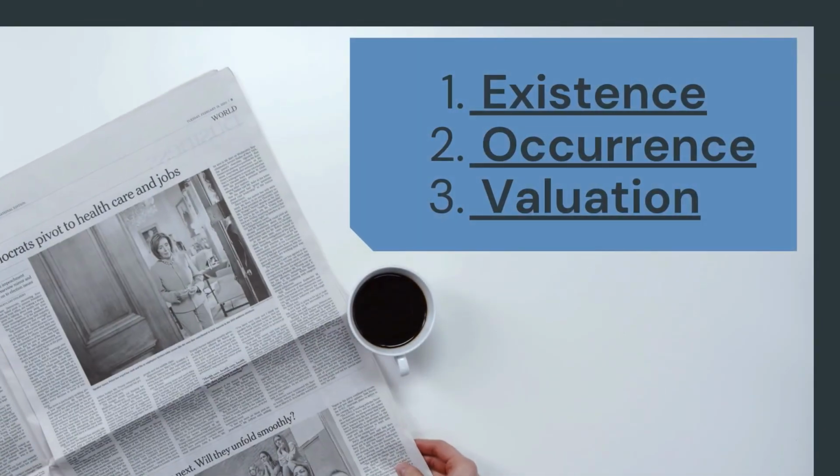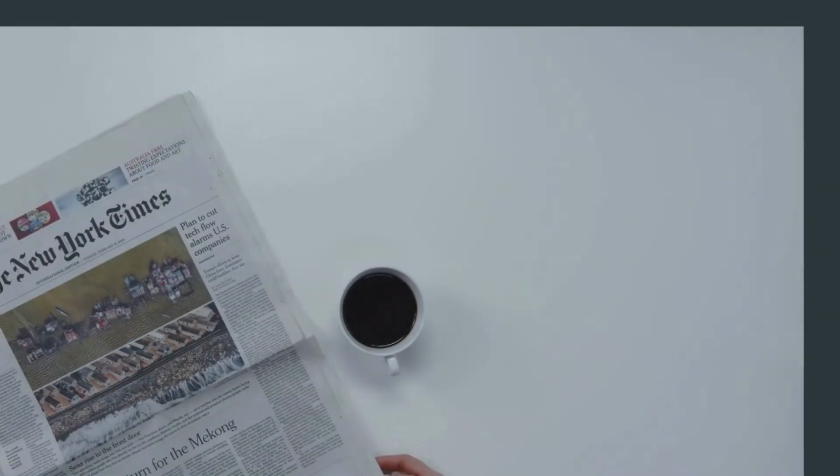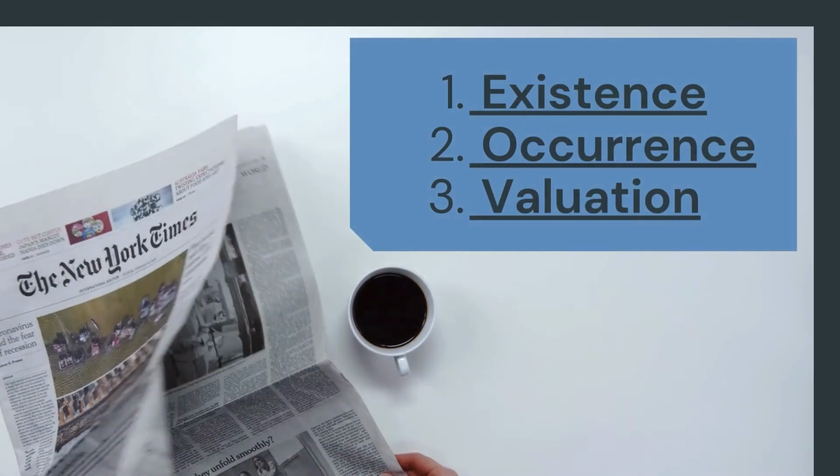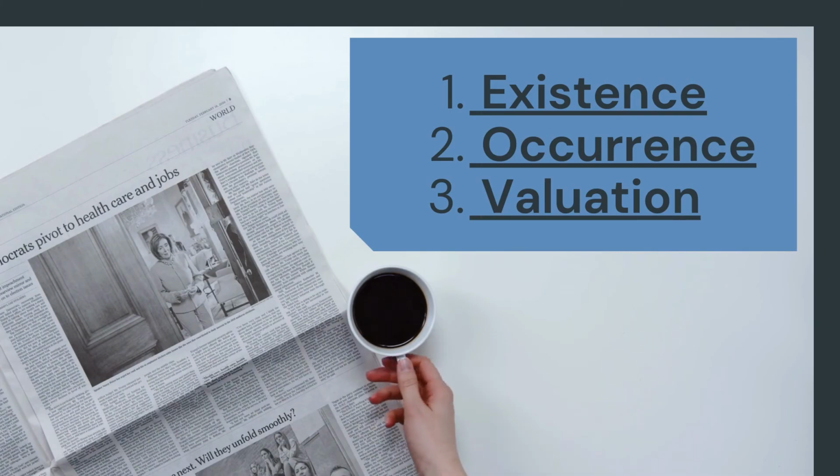So I'll summarize by saying the assertions that I think about most often are existence in relation to receivables, occurrence in relation to revenues, valuation in relation to receivables, and then oftentimes I'll think about cutoff in relation to receivables as well. So think about these assertions as you plan to perform your audit of receivables and revenues.